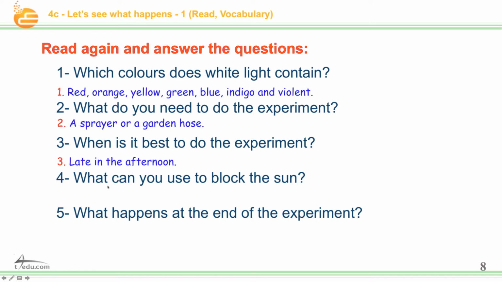Number 4. What can you use to block the sun? Of course, you can use a plant. Number 5. What happened at the end of the experiment? Of course, you see the 7 main colors. Okay?